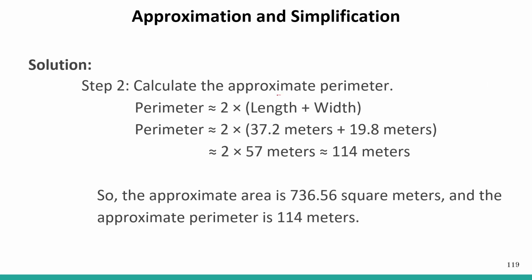So calculating the approximate perimeter, 2 into length plus width, it will be 2 into 57, equal to 114 meters. So the approximate area is 736.56 square meters and the approximate perimeter is 114 meters.